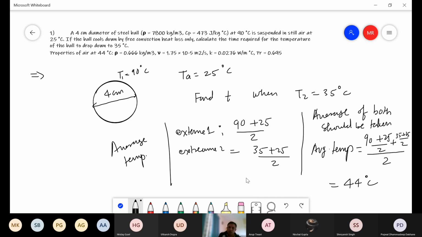So once we have found the average temperature, I have given these properties directly at 44 degrees Celsius for convenience, but in general these values will not be given. What we have to do is first find this average temperature, then go to the tables at the back of the book. Two tables are given: one for water and another for air. In this case you can take the properties of air at this temperature. These are already given here for convenience. So let's solve the problem now based on this.